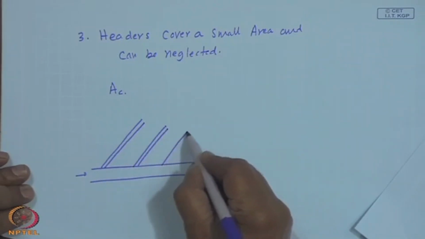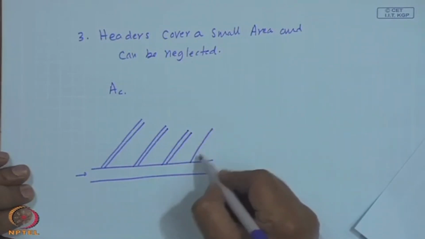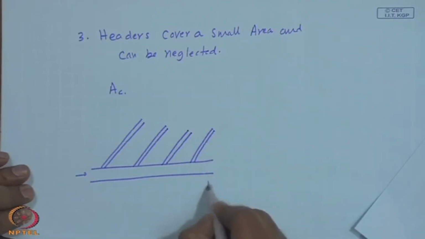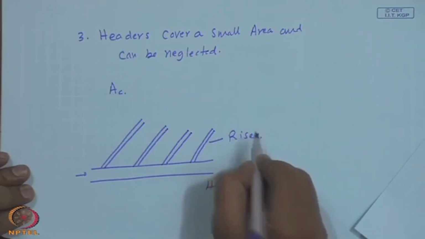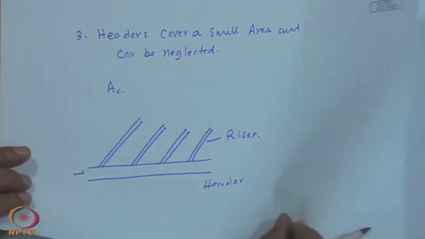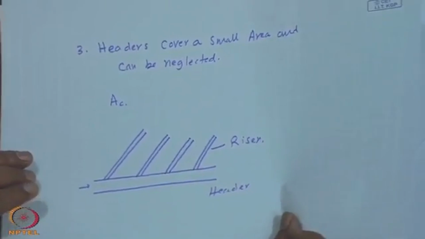There is a reason why the headers are larger than the so-called risers. This is a header and this is a riser. So, this tries to provide a uniform flow into the risers. We shall see a little while later why its larger diameter helps.